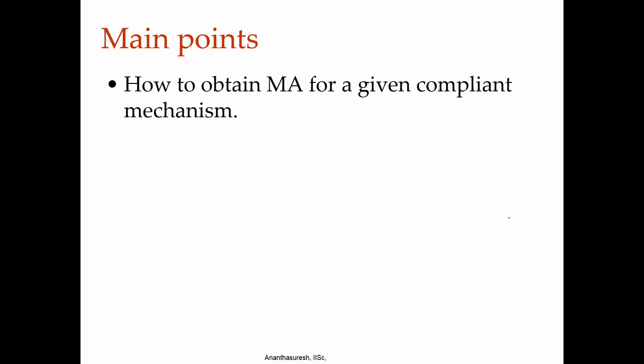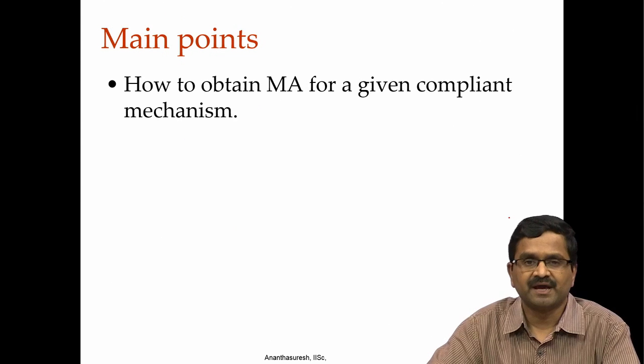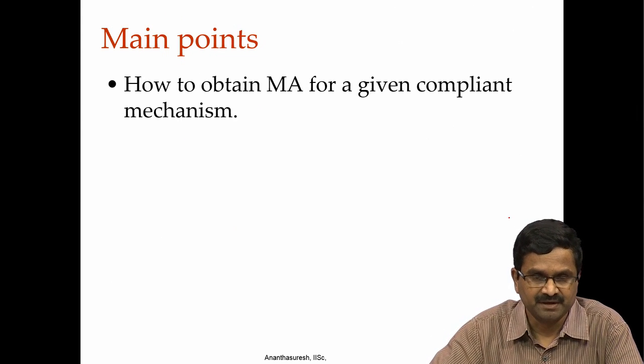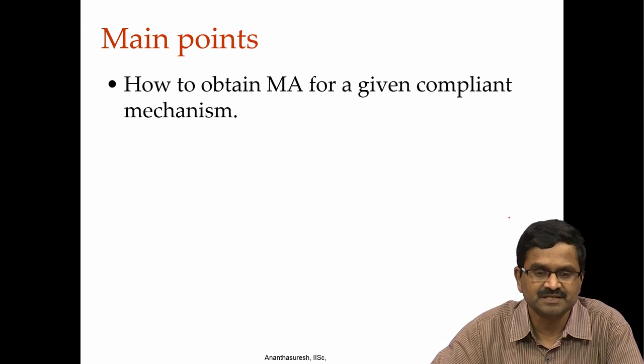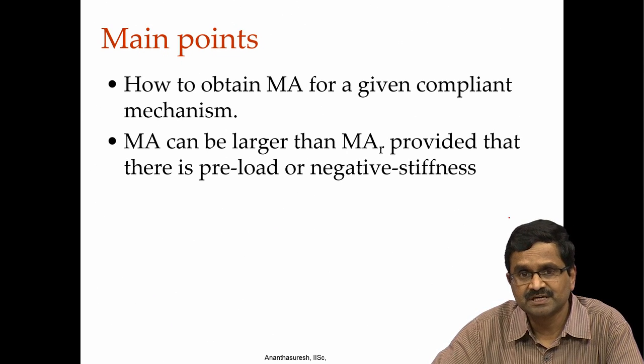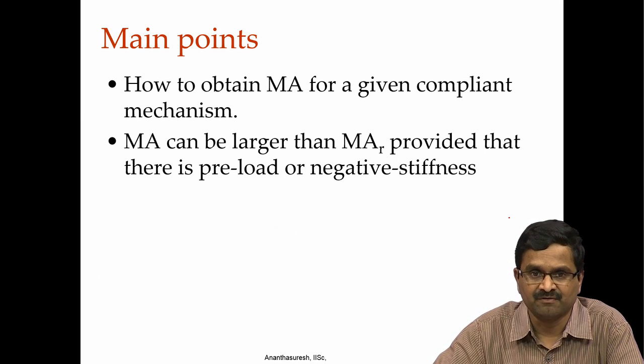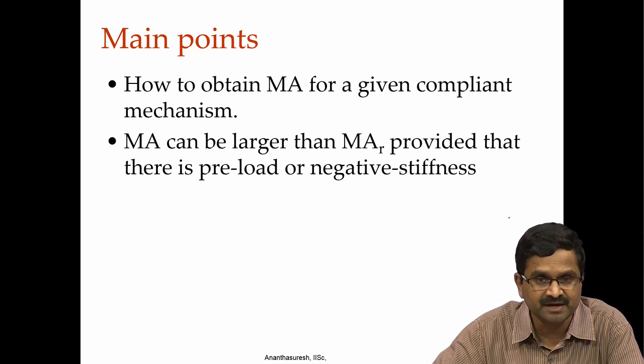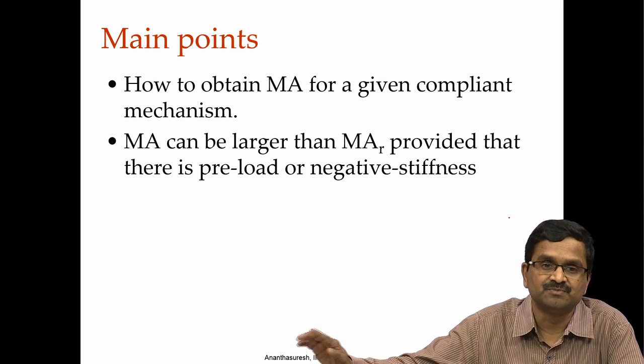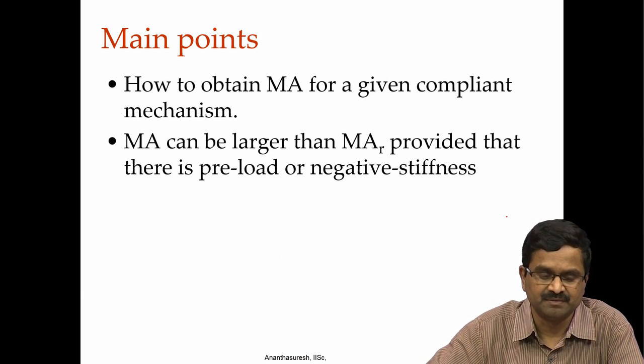So, the main points are how to obtain mechanical advantage for a given compliant mechanism. We discussed it with a simple example in this lecture, and then we also discussed how to make the mechanical advantage of a compliant mechanism larger than the kinematic part, that is MAR, the rigid part, and that can be done with preload or a bistable mechanism. So, basically there should be a negative stiffness for some region, that is when strain energy can actually decrease. It can never be negative, but it can decrease with the deformation of the mechanism.